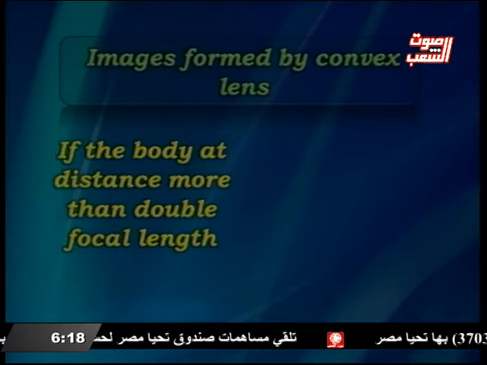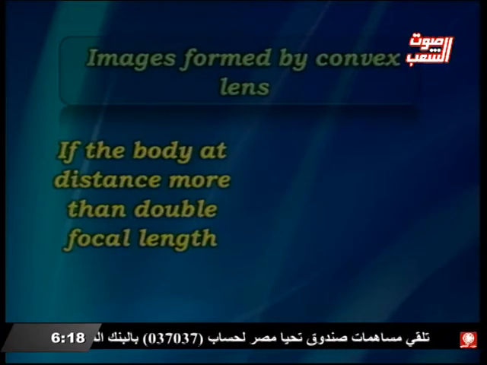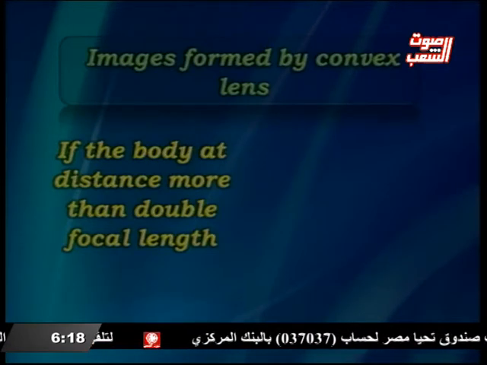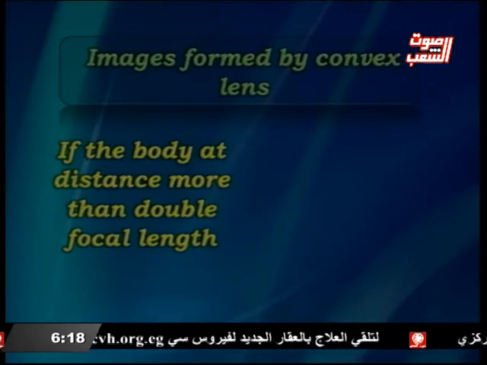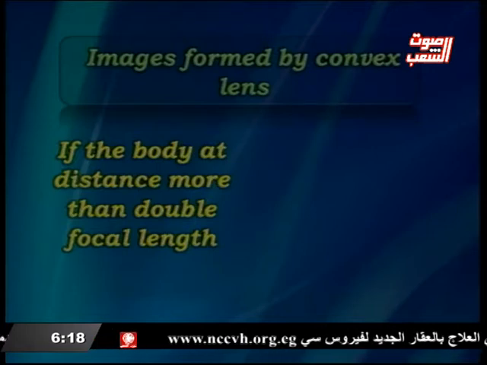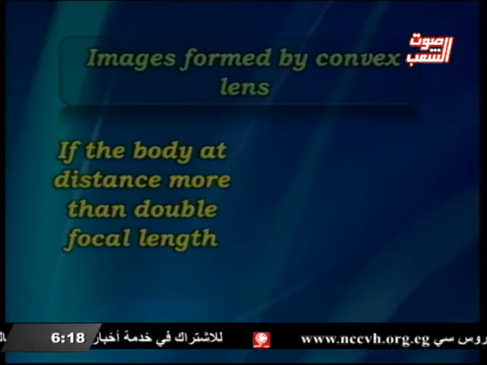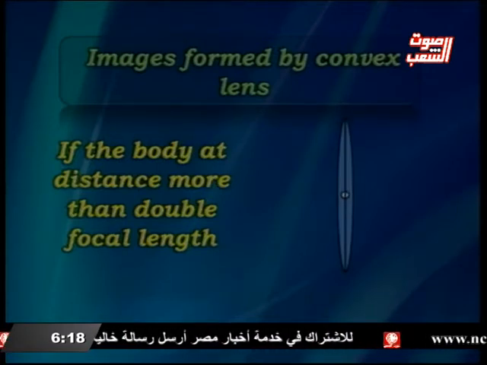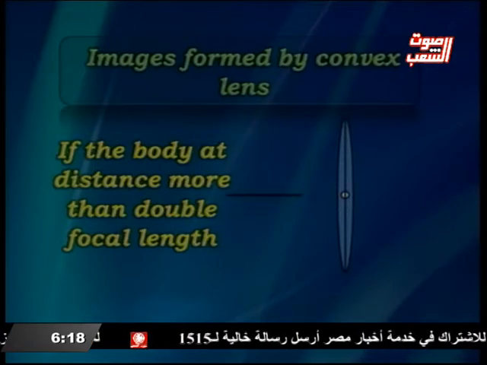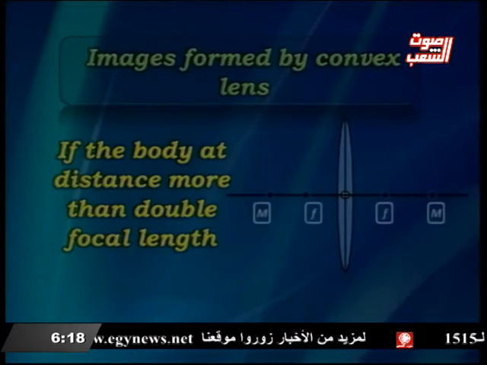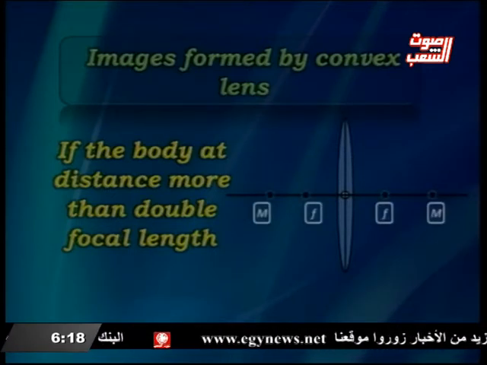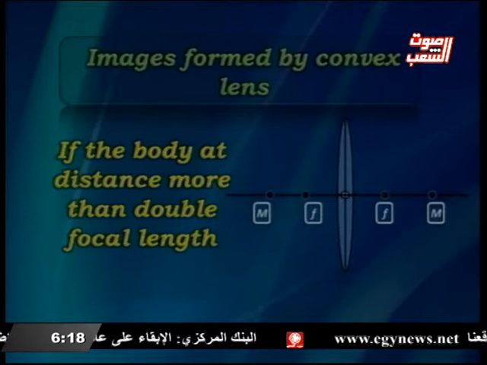So here we have the image formed by convex lens. Convex lens here means the optical piece that refracts and converges light rays. If I have the convex lens, we have the principal axis. How many points do we have? We have 4: 2 M's and 2 F.